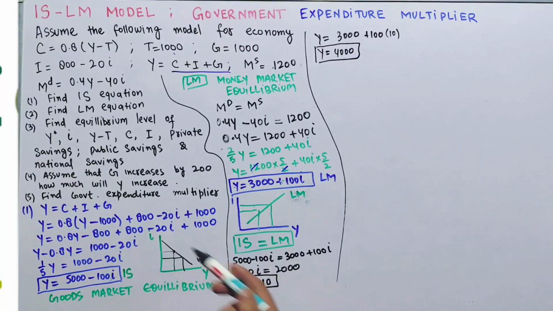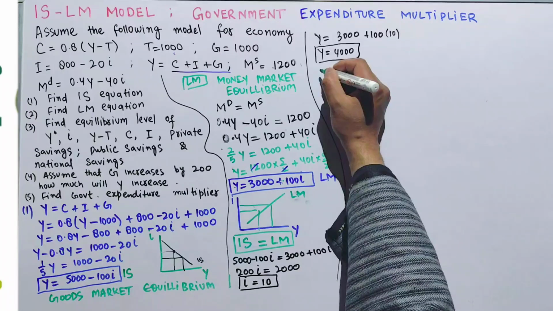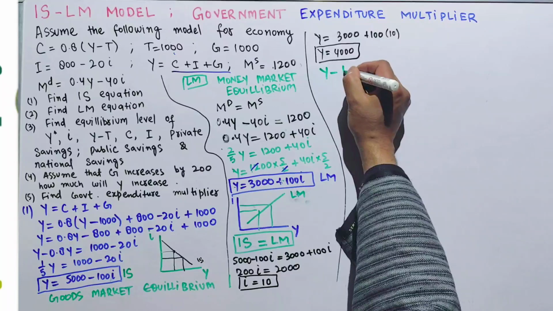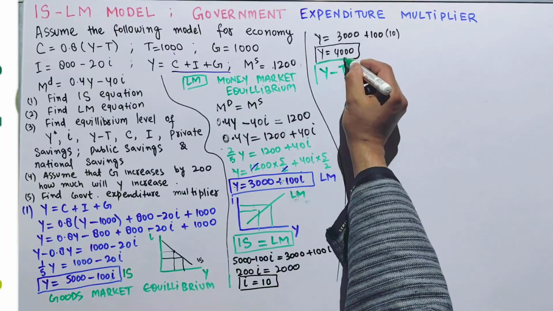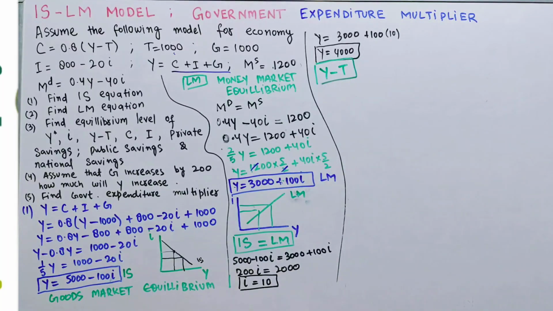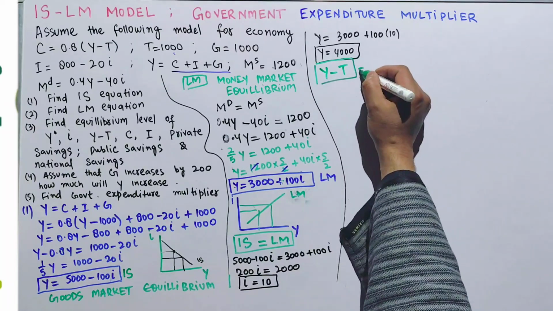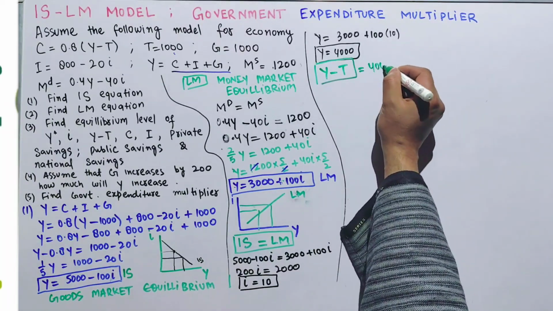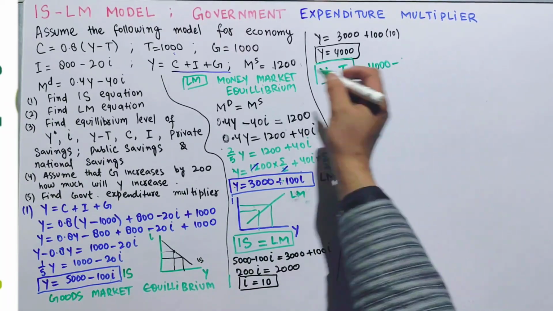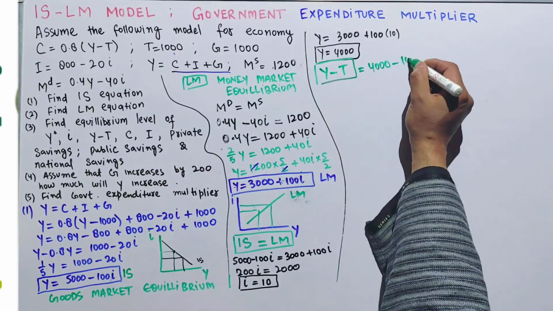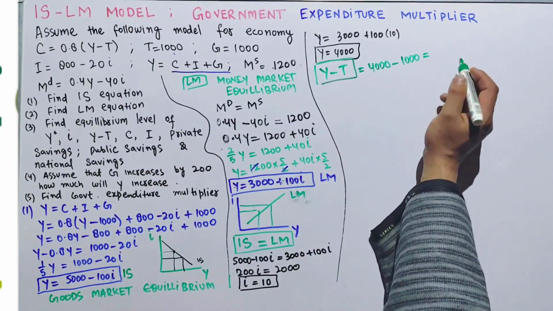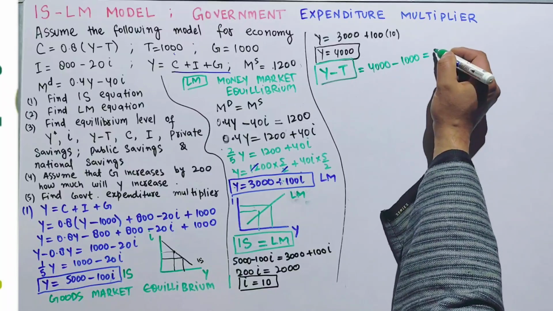Next we are here to find income, that is y minus t. So what will be the total income minus the tax revenue? t denotes the taxes or tax revenue here. So y minus t will be equal to the equilibrium level of income 4000 minus the taxes, which are given here as 1000, which gives us 3000.